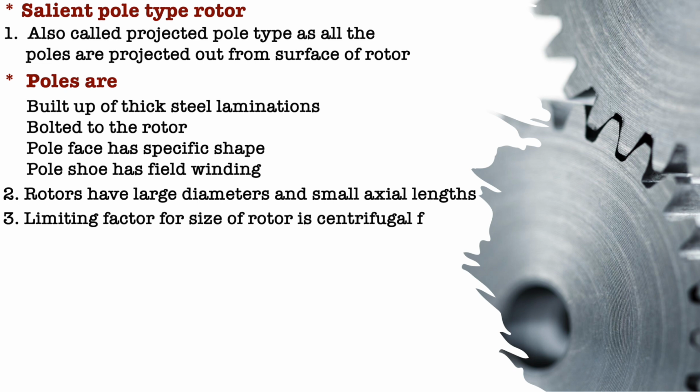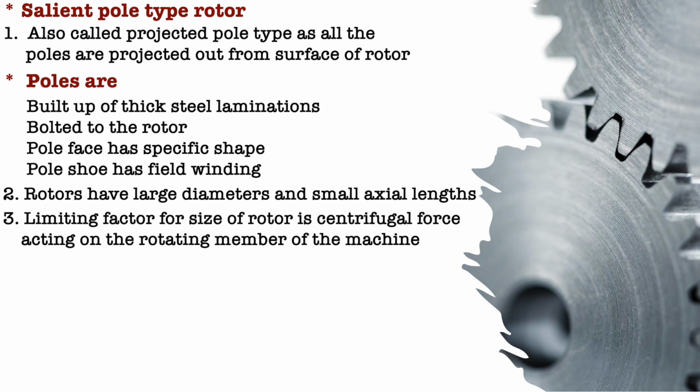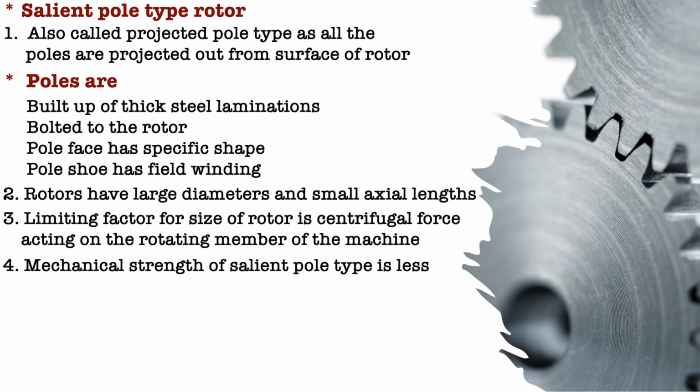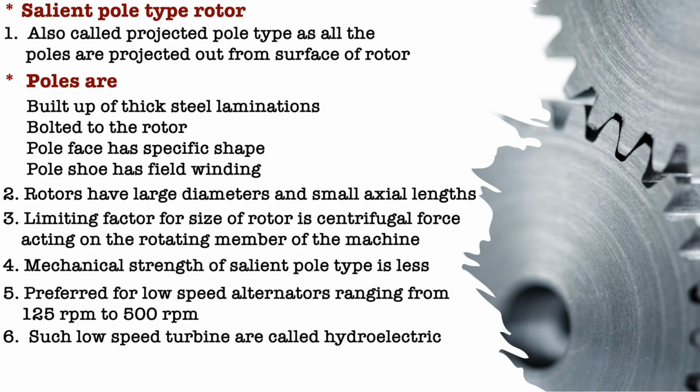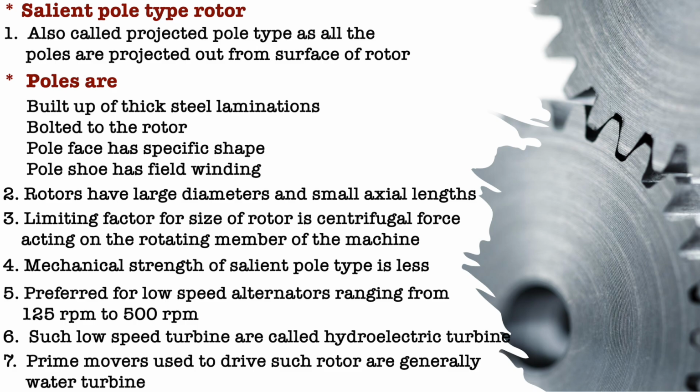The limiting factor for the size of the rotor is the centrifugal force acting on the rotating member of the machine. As the mechanical strength of the salient pole type is less, this is preferred for low speed alternators ranging from 125 rpm to 500 rpm. Such low speed turbines are also known as hydroelectric turbines. The prime movers used to drive such rotors are generally water turbines and IC engines.